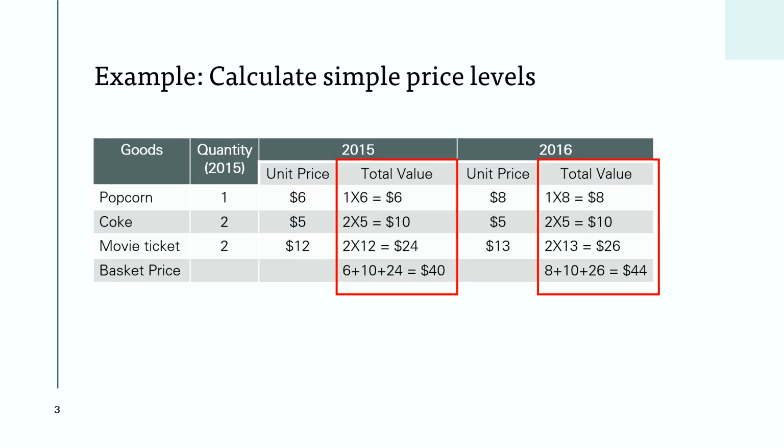Let's look at a simple example. Our basket has one popcorn, two Cokes, and two movie tickets. By multiplying the quantities by prices, we can calculate total values of each item and then sum all the total values for each year. In 2015, the total basket price is $40, and in 2016, the price of popcorn and tickets went up, so the total basket price rose to $44.